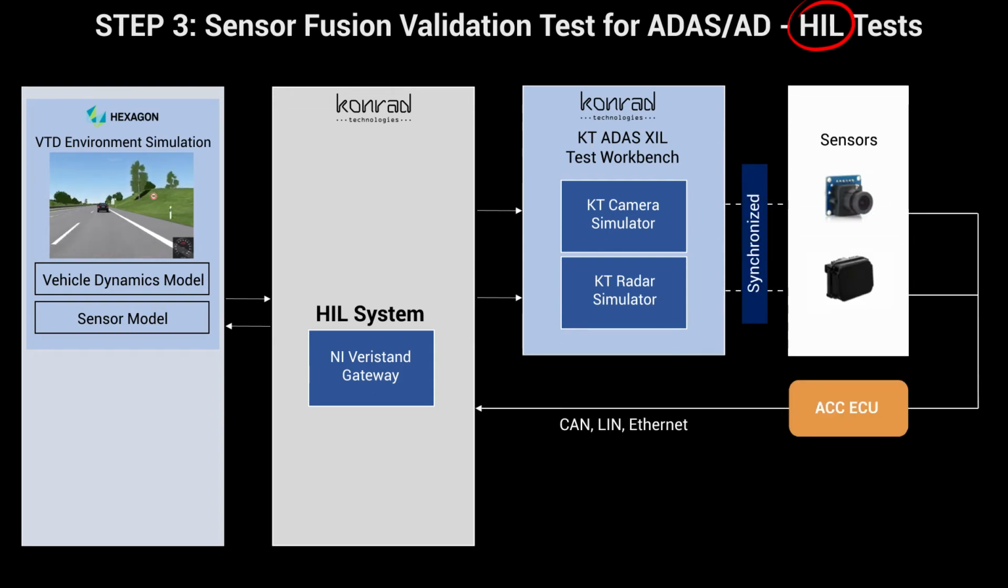For Part 3 of the demonstration, an ACC model deployed on an external ECU hardware platform will receive the sensor output in real time to show a hardware-in-the-loop test with sensor fusion. Let's go to the demo execution.